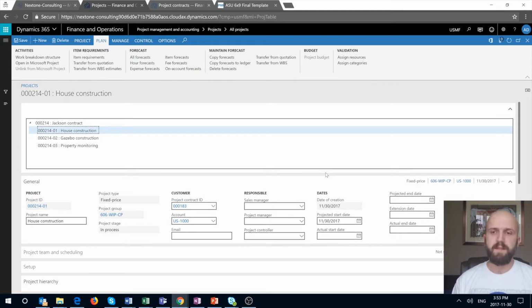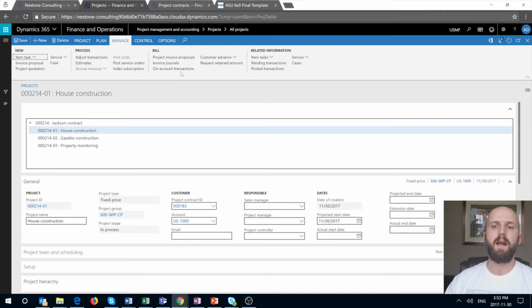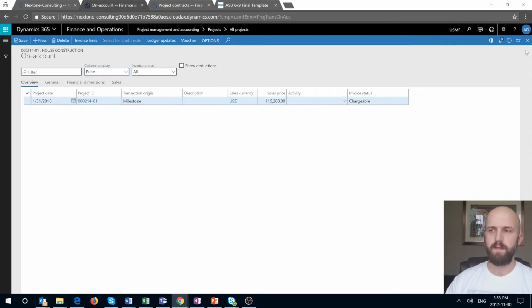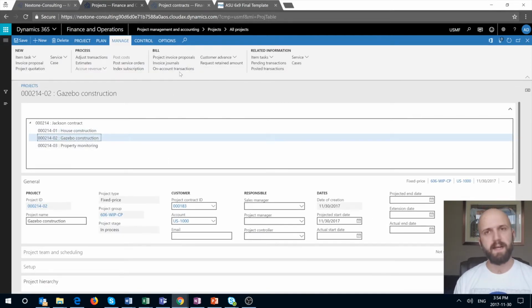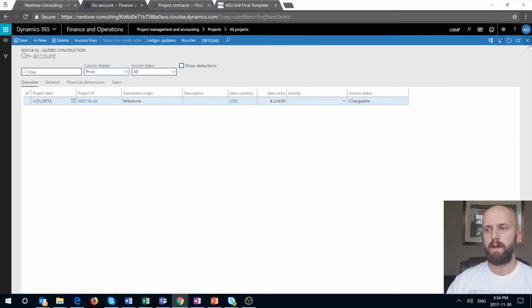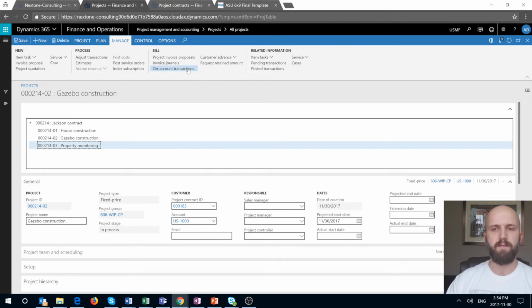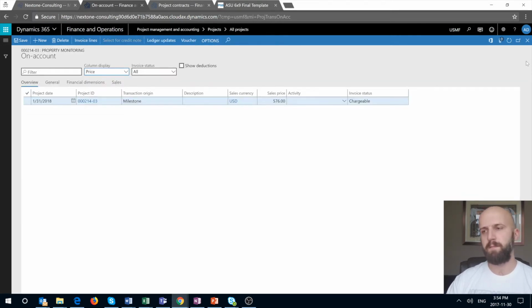Based on our experience, the best place to store the transaction price for each obligation, and therefore for each sub-project, is the on-account transaction. So you can see an amount here, and we will be talking about how we came up with this amount. And I have defined an on-account transaction, also known as transaction price, for each of my sub-projects, also known as performance obligation. You can see that I have a gazebo on-account transaction, as well as an on-account transaction for my property monitoring.